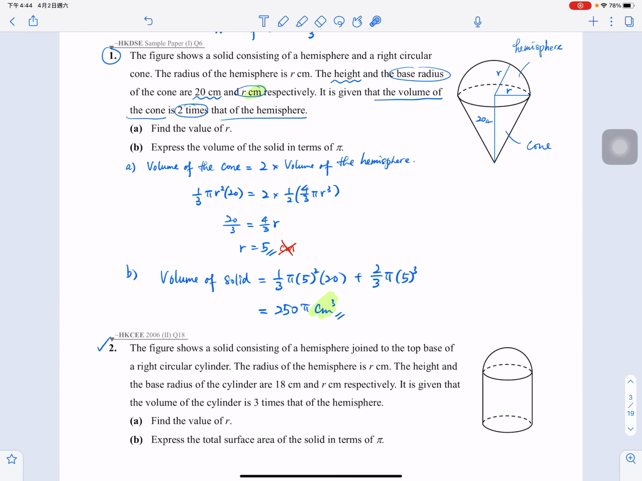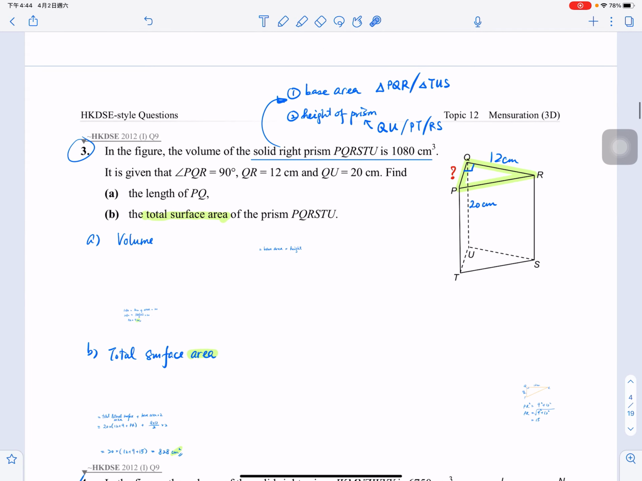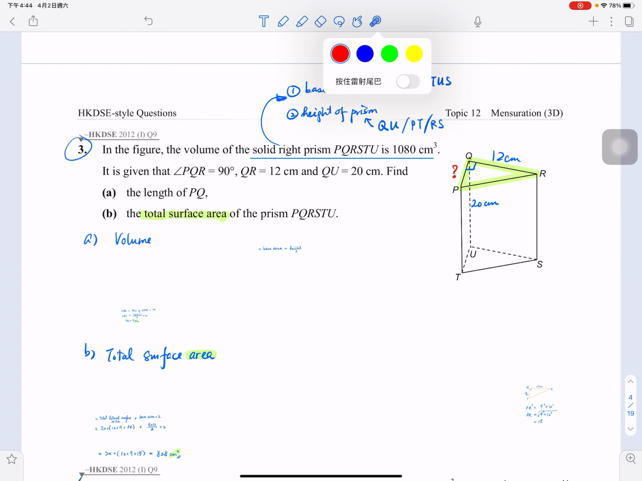Let's have a look here now. You can do it by yourself and check it later. Now let's have a look at number 3. This question is again related to DSE 2012, question number 9. Here in the figure, there is a solid right prism. This one is a prism, so you need to think about it later on. The volume is 1080 cm cube.